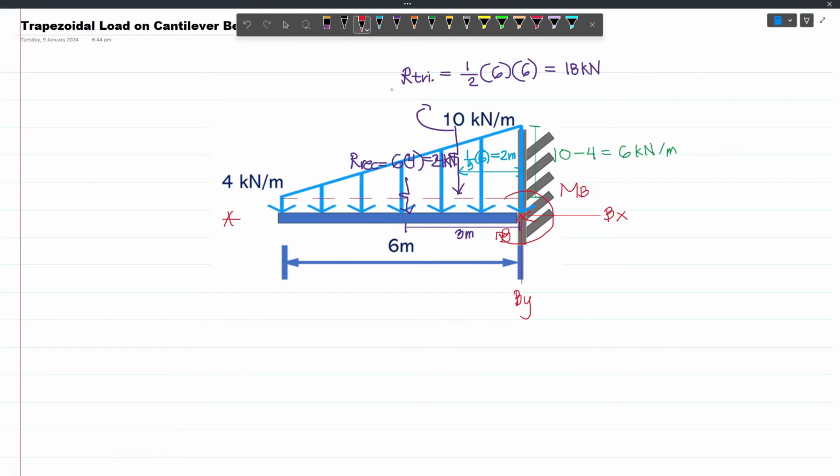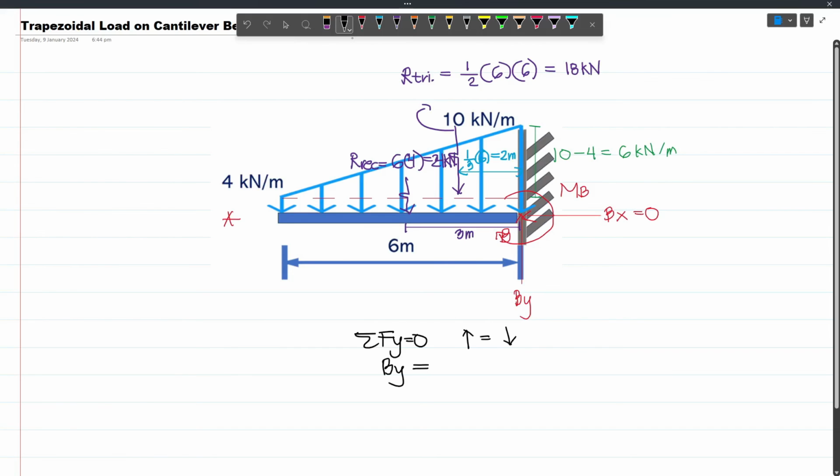Now, if you look at our figure, our BX will just be 0, because there is no horizontal force here, so this is 0 kN. And then to solve BY, we will just sum up forces vertical. So summing up forces vertical, we have BY, which is acting upward. This should be equal to the total downward force. We have 24 plus 18, equating the upward force with the downward forces. And so BY is equal to 24 plus 18, which will give us 42 kN.